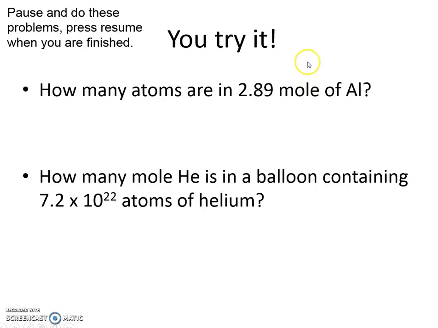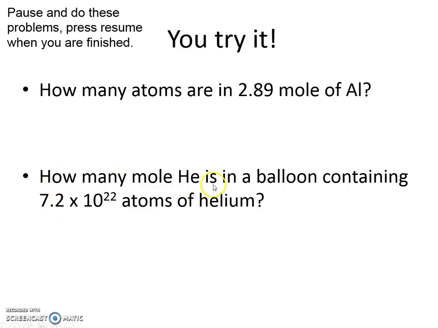Okay, so now you are going to try to do these problems. If you feel uncertain with your calculator, go ahead and stop this lecture and look at the lecture on how to use your calculator on that last problem so that you know how to do it. Okay, so how many atoms are in 2.89 moles of aluminum? Go ahead and try that problem. And then after we finish that, try this problem.